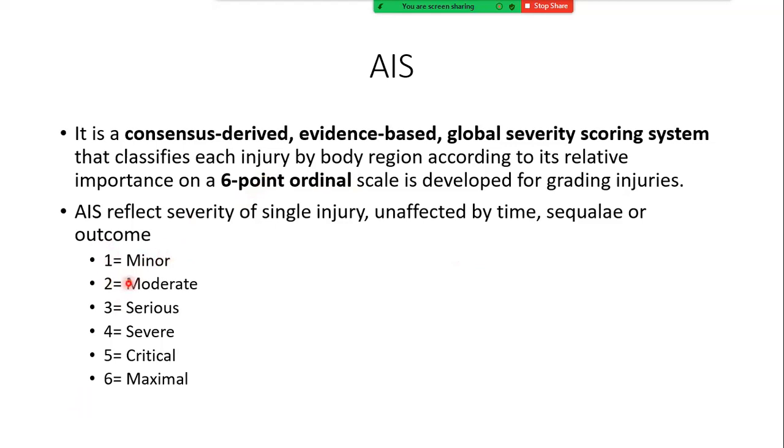So the 6-point ordinal scale given by them is 1, 2, 3, 4, 5, 6, and 1 means minor injury, 2 means moderate injury, 3 means serious injury, 4 means severe injury. So there is a difference between 3 and 4. 3 is serious, 4 is severe, 5 is critical, and 6 is maximum. So this is how they have divided grossly: 1, 2, 3, 4, 5, 6. This is the ordinal scale which you will give to each injury, and not just the text of it, that it is minor, moderate, serious, severe, critical, and maximum.